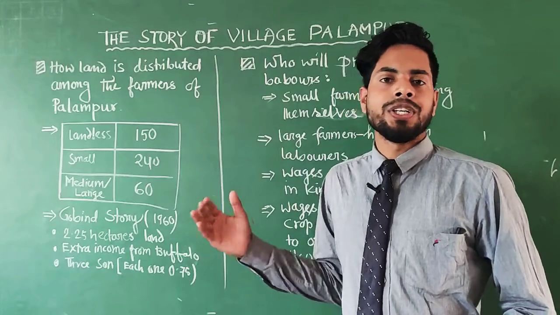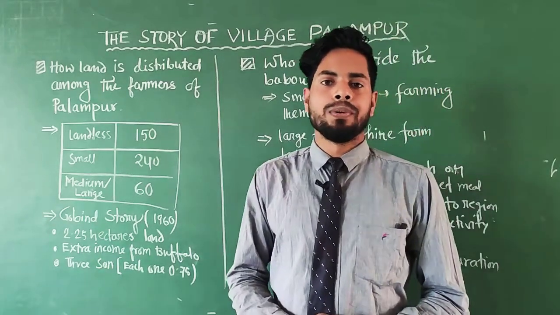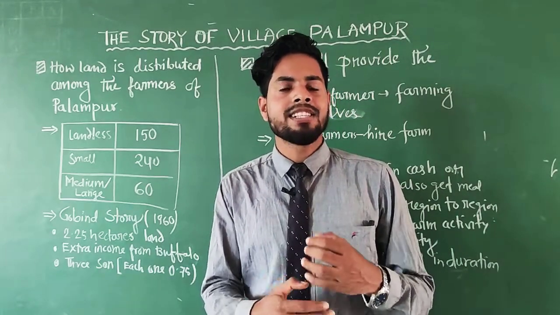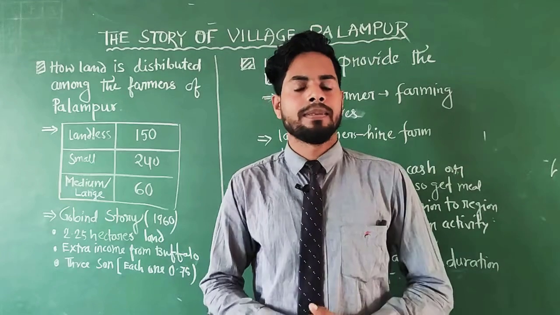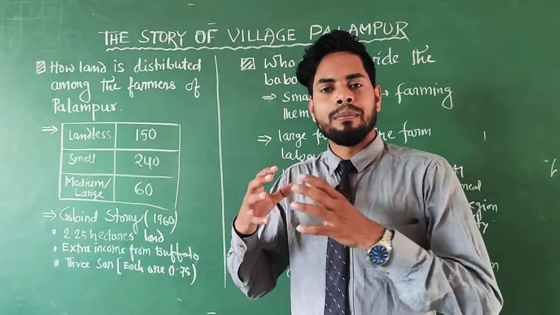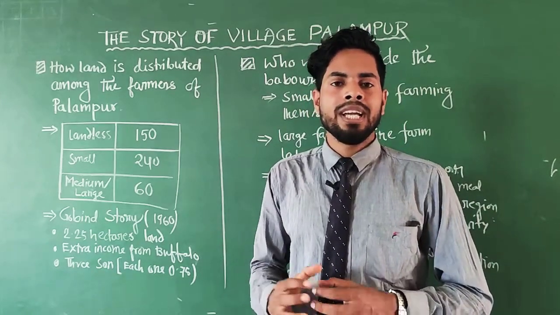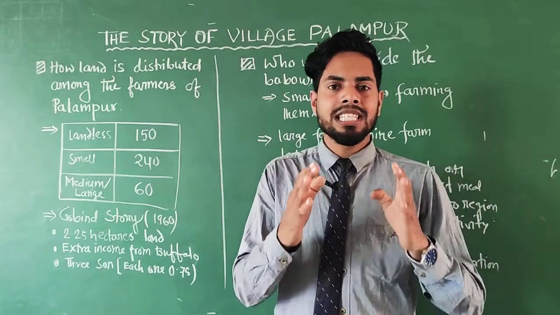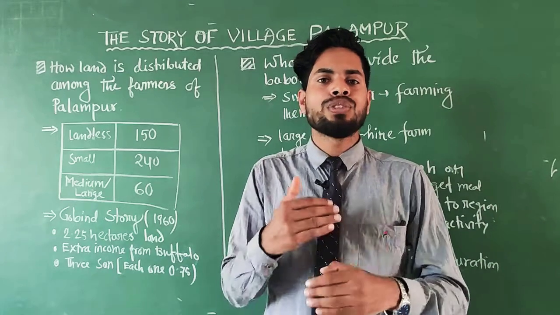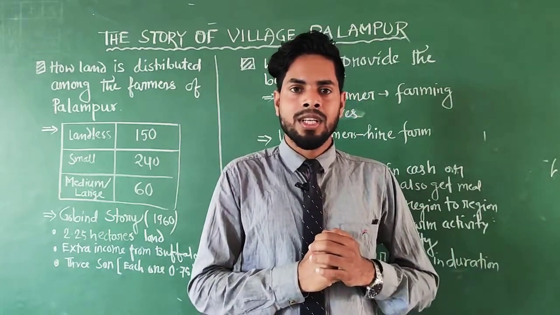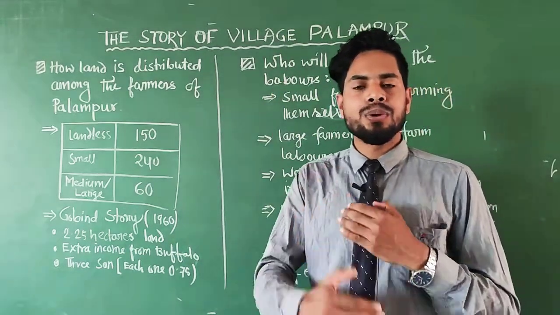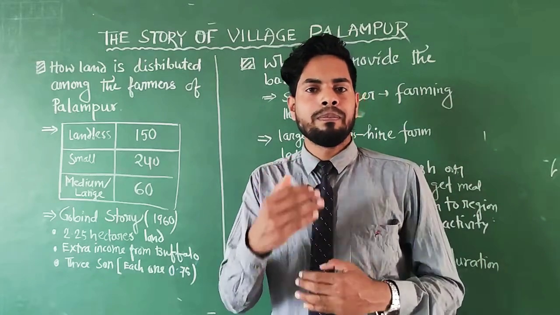Hello everyone, let's continue the story of village Palampur. Dear students, we already learned how farmers increase their production on the same piece of land by applying the multiple cropping method and modern farming method. Today we learn how land is essential and crucial for production. We are going to discuss how land is distributed among the people of Palampur.